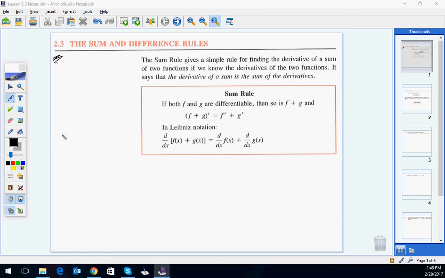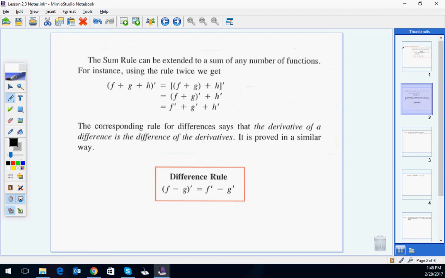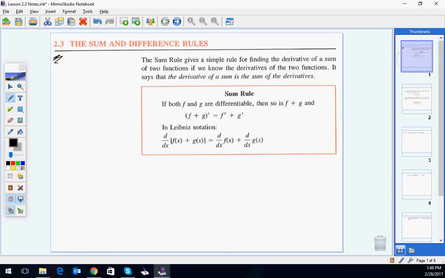Okay, so this is what they kind of mean here. All this means is (f plus g) prime equals f prime plus g prime. Separate is the same as together. And then if you're doing f of x plus g of x, the derivative of it, you can do them in two separate parts.